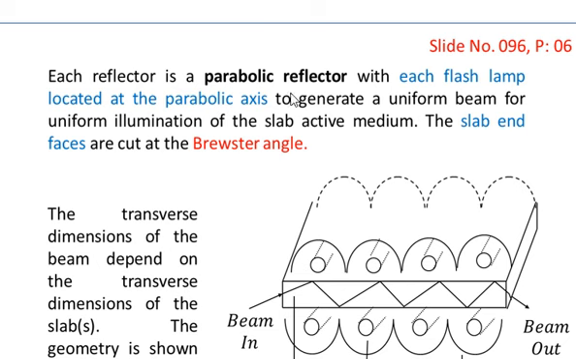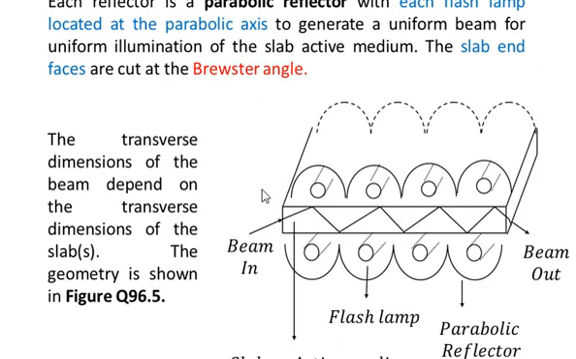Each reflector is a parabolic reflector, with each flash lamp located at the parabolic axis to generate a uniform beam for uniform illumination of the slab active medium. The slab end faces are cut at the Brewster angle. So this end and this end are cut at the Brewster angle, so that the light becomes polarized and the quality of the light beam can be improved.